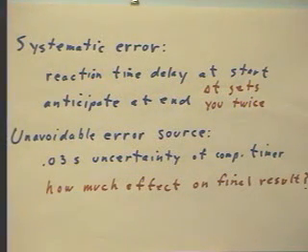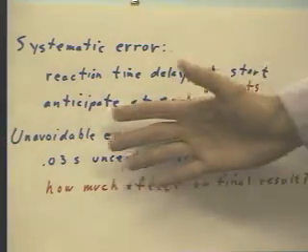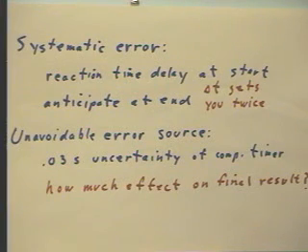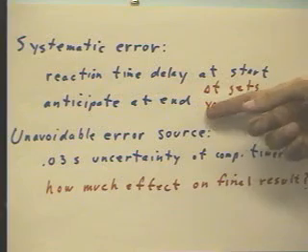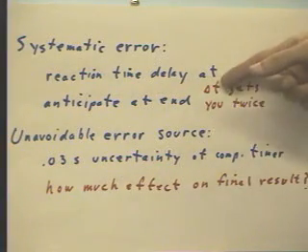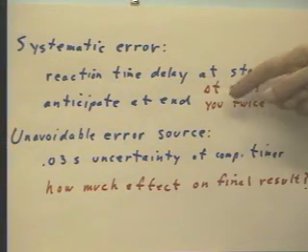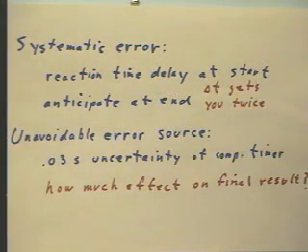Now that wouldn't be so bad if there was an equal reaction time delay at the end, but there isn't. What happens is the individual will anticipate at the end and actually hit the timer a little bit before the cart actually gets to the end. So instead of having a reaction time delay at the end that's equal to that at the start, we have an anticipation at the end that further shortens our delta t. And this is a very serious error because delta t gets you twice.